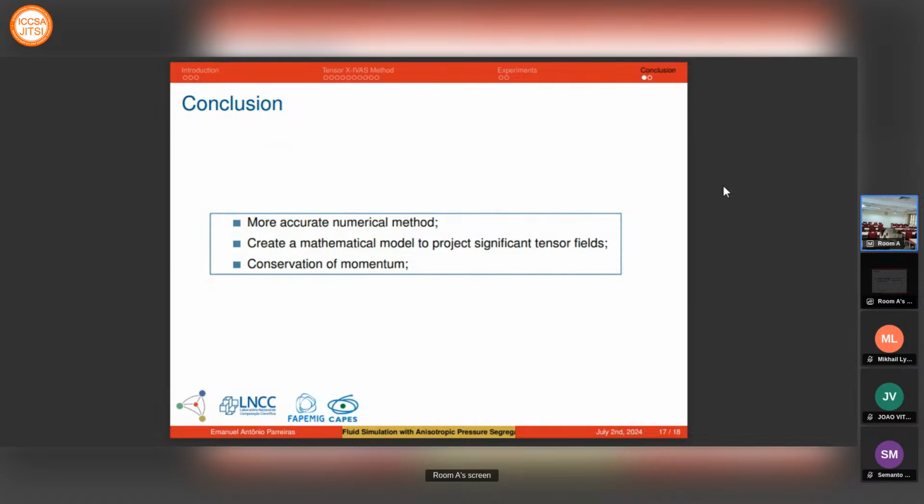One future work is we need to create a model to project significant tensor fields. How do we build a tensor field to do what you want? So it is a challenge too. So for future works, this is one suggestion.